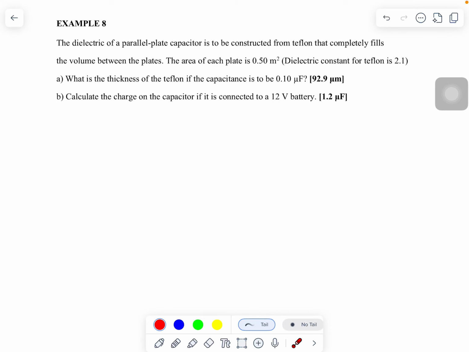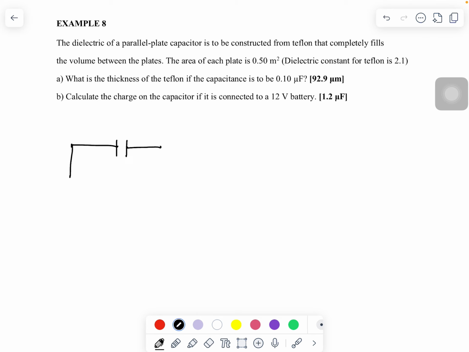Okay, next let's look at example 8. Here we have the dielectric of a parallel plate capacitor to be constructed from Teflon that completely fills the volume between the plates. The area of each plate is 0.5 meter square, dielectric constant for the insulator, for the dielectric, 2.1. Okay, so kita ada dielectric yang memang sudah diletak lah.